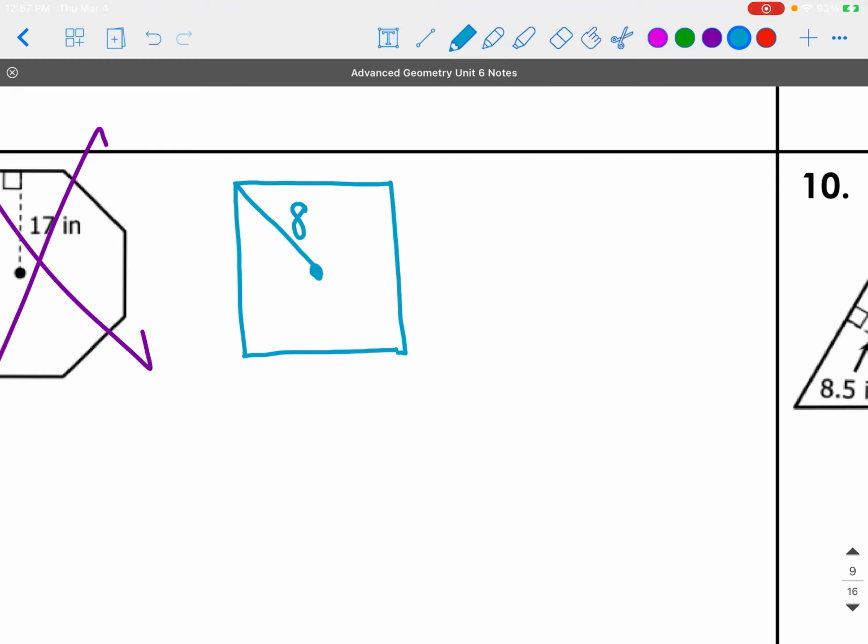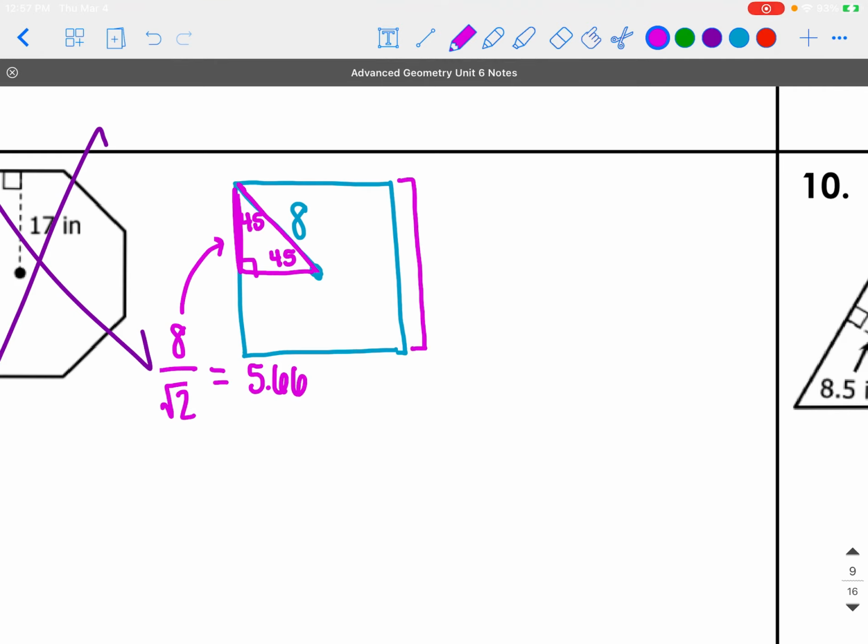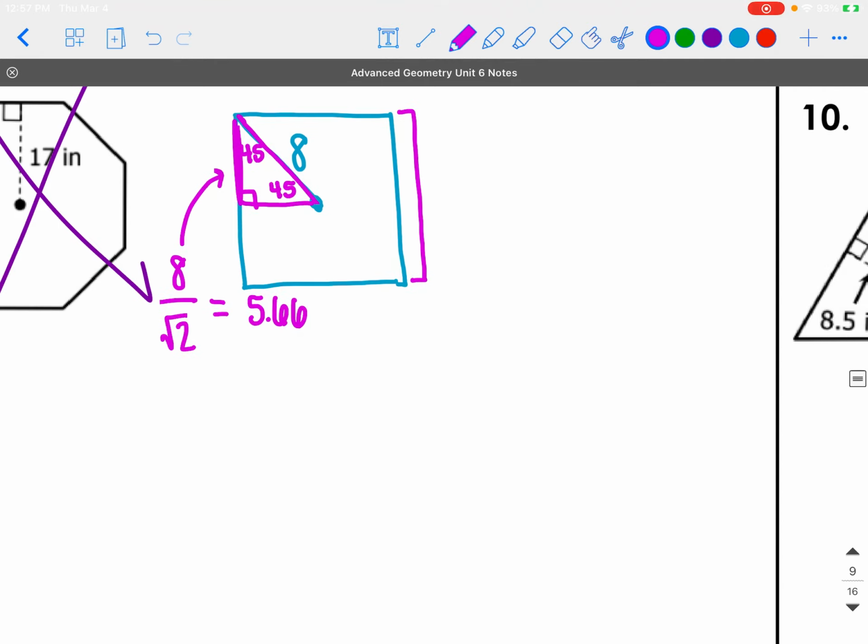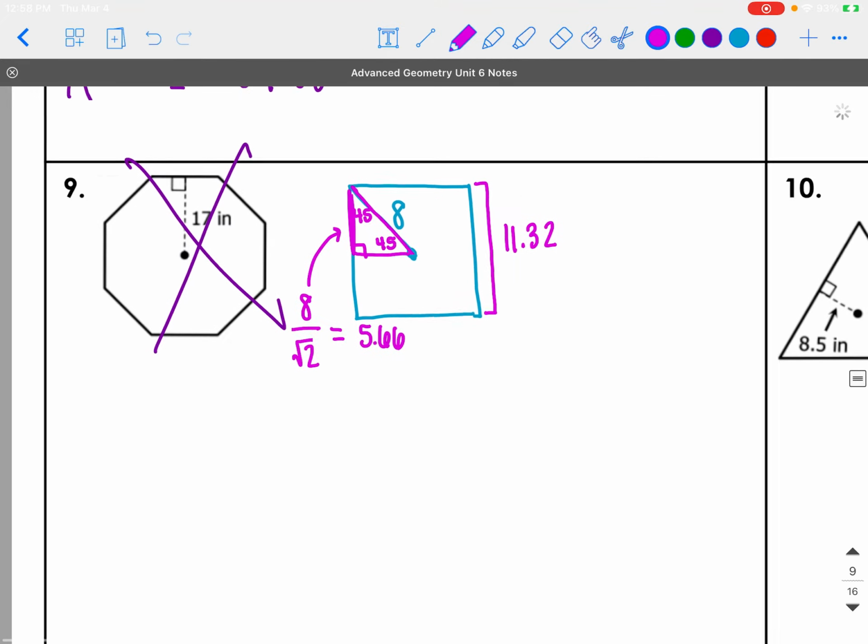All right, so in a square, we know that all angles are 90 degrees, but if I cut it in half to make a triangle, it becomes 45. So they're both 45. Now this side length, or really half of the side length, I take 8 divided by square root of 2, which is 5.66. So that means that the entire side of the triangle is 11.32, or the side of the square, sorry.